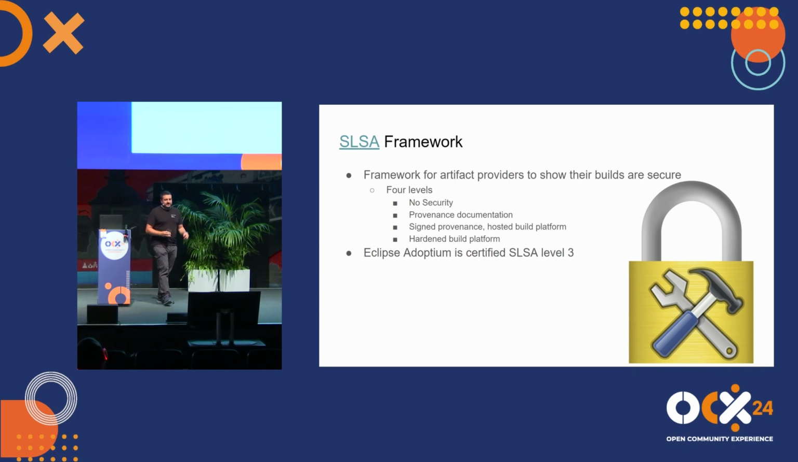So a brief one on the SLSA framework, and I think as we saw in a recent other presentation, there's a couple different frameworks out there which aim to help software providers show that their builds and artifacts and libraries are secure. SLSA has four levels: no security, provenance and documentation, assigned provenance, hosted build platform, and then hardened build platform. Adoptium is working on level 3. And I think the Eclipse Foundation is also introducing a framework which has similar levels for project security.